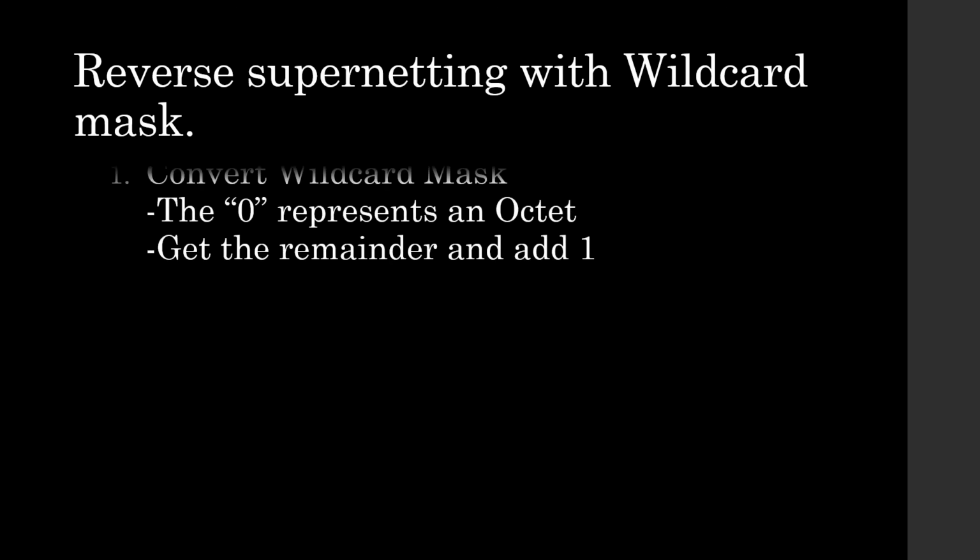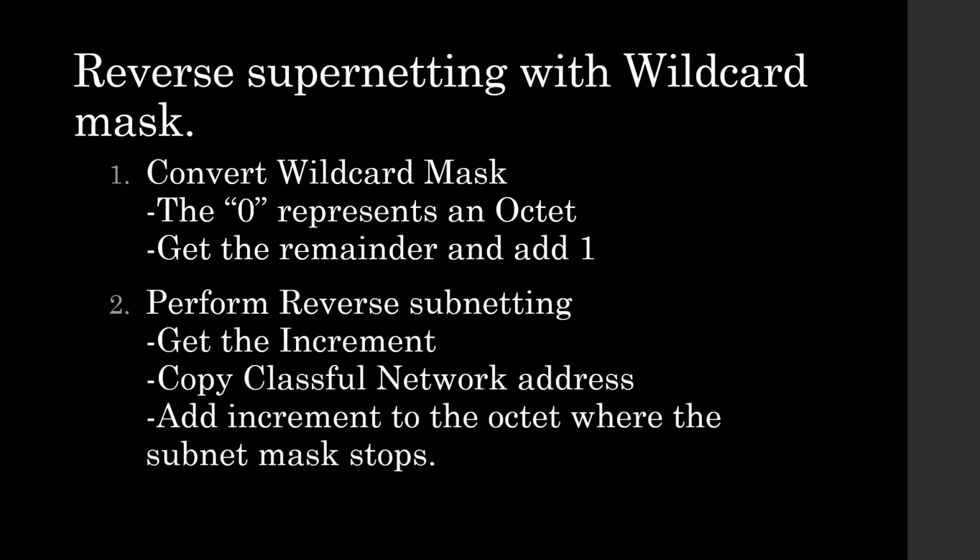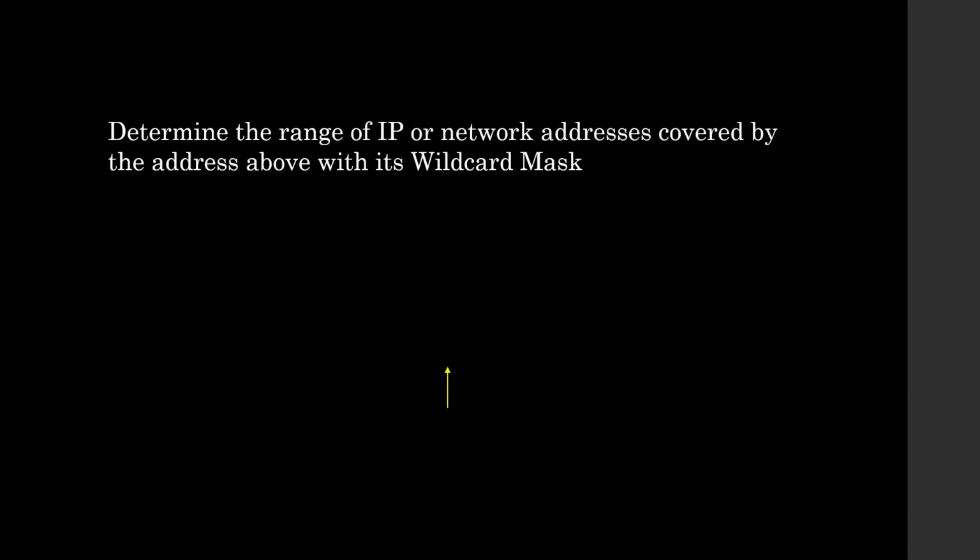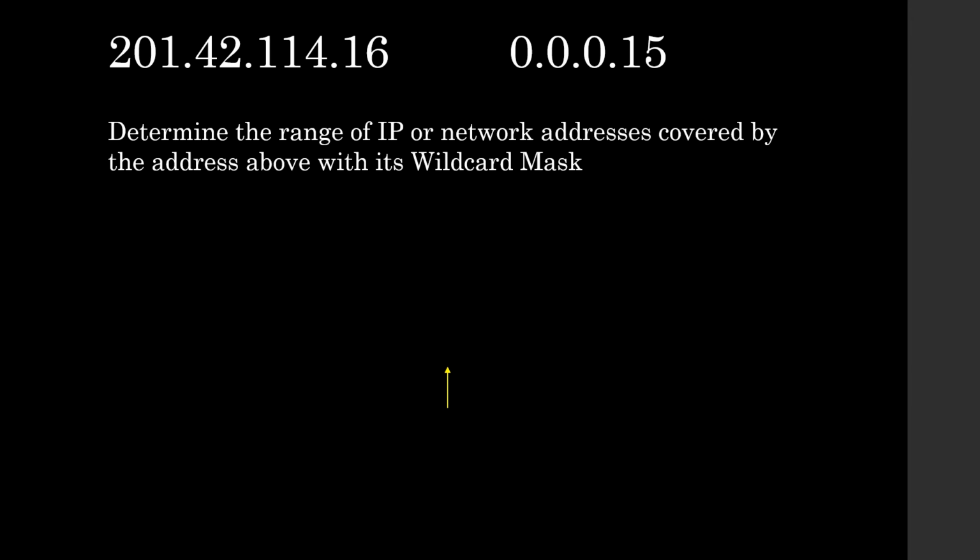Now, reverse supernetting with a wildcard mask. The first step is to convert the wildcard mask: the zeros represent an octet, and we get the remainder and add 1. The second step is to perform reverse subnetting, so determine the range of IPs per network address covered by the address above with its wildcard mask.